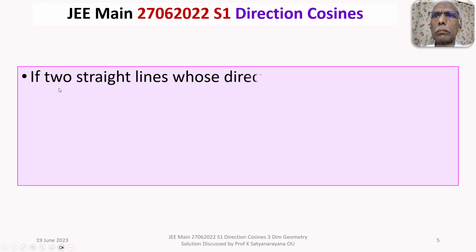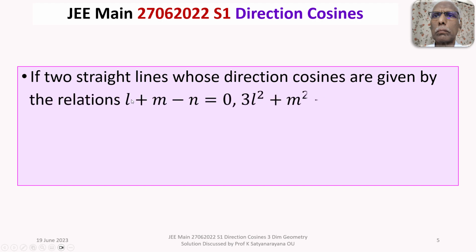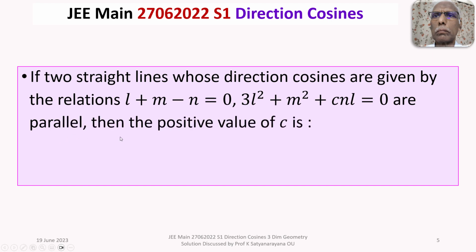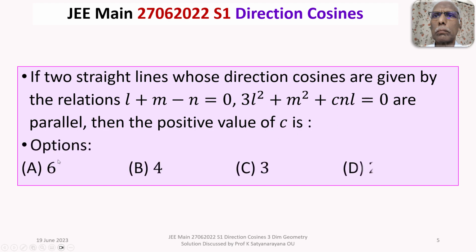The given question is, if the two straight lines whose direction cosines are given by the relations l + m - n = 0 and 3l² + m² + cnl = 0 are parallel, then the positive value of c is. We are given four options. Option A 6, option B 4, option C 3, option D 2.